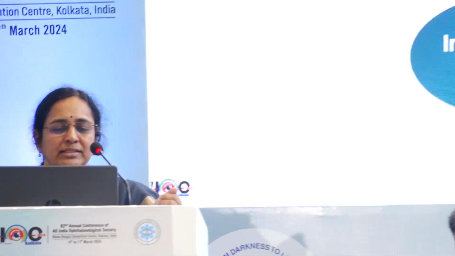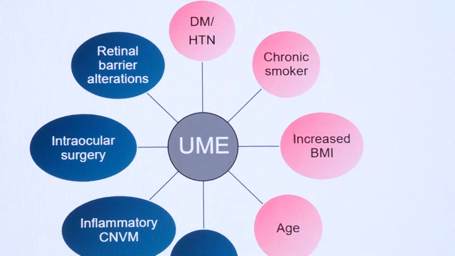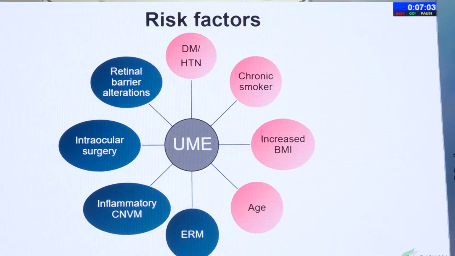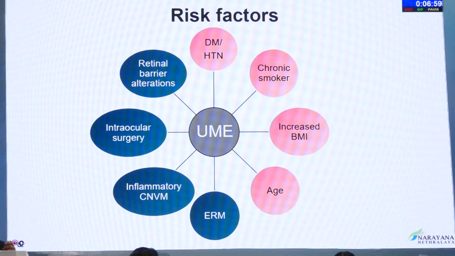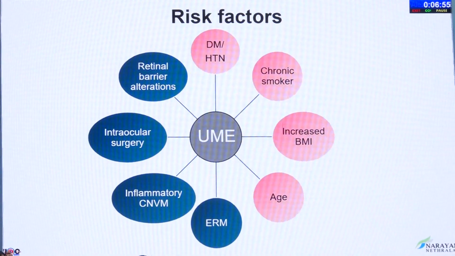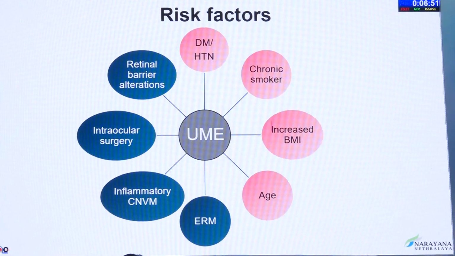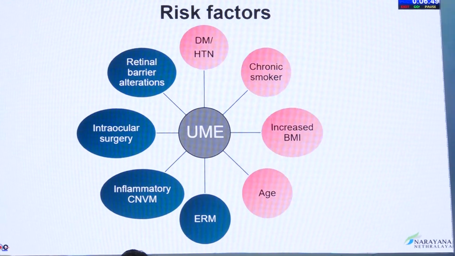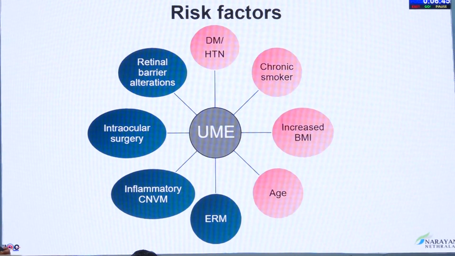Coming to the risk factors, it could be secondary to systemic or local risk factors. The systemic are associated diabetes, hypertension, smoking, obesity, and increasing age. Coming to the local risk factors, the breakage of the retinal barrier alterations, recent history of intraocular surgery, or associated inflammatory choroidal neovascular membrane or presence of epiretinal membrane causing traction.